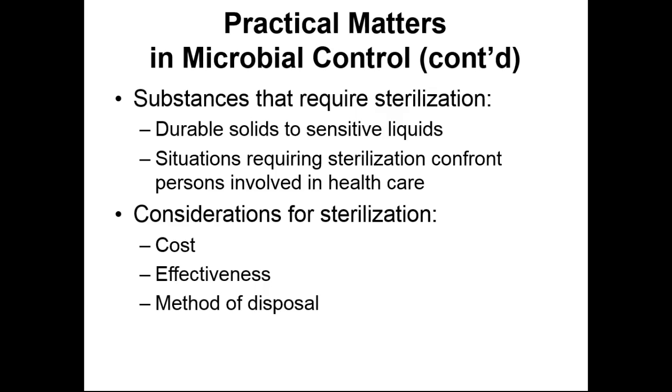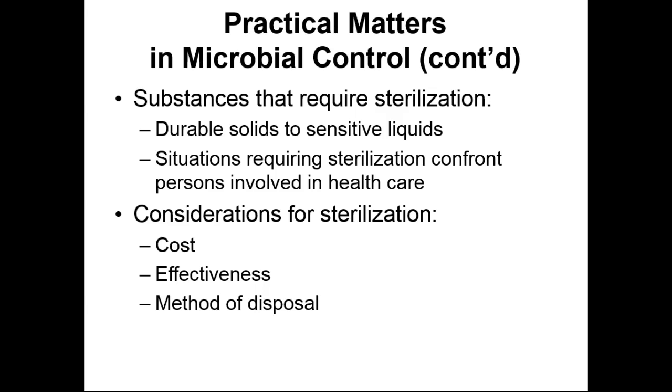Now, some substances that we work with are going to require sterilization, so the removal of all vegetative cells and the removal of all bacterial endospores, and these include durable solids and sensitive liquids, and everything in between. Durable solids, generally speaking, are much easier to sterilize than sensitive liquids. The situations that require sterilization confront people in healthcare all the time. And when you're trying to determine how you're going to sterilize something, the three things you need to consider are: what's the cost, how effective is it, and what is the method of disposal? How much of a headache is it to clean up the mess after the fact?